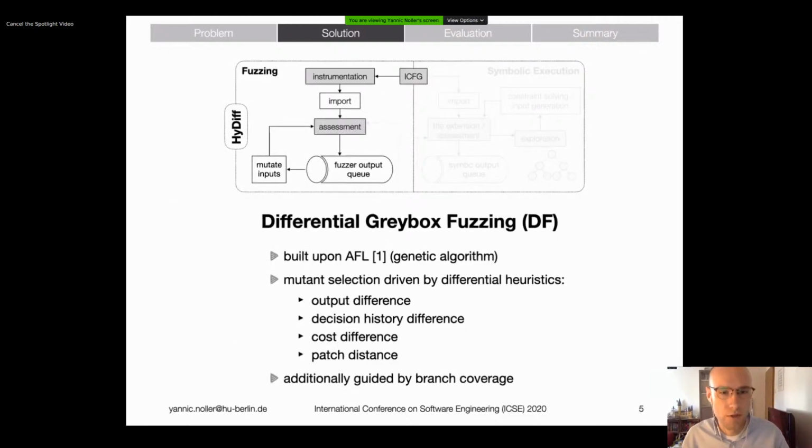Then for the fuzzing component, we call it differential gray box fuzzing. We build here on top of AFL, which uses a genetic algorithm to produce new inputs. So it's a mutational fuzzing approach. And here the most interesting part for us is the mutant selection, which determines which inputs are kept for further mutations. And here we apply differential heuristics. So we would keep inputs which show some output difference or also decision history difference. With decision history, we mean the different branching behavior inside the program. And for side channel analysis, we also incorporate the cost difference with regard to the specific side channels, but also the patch distance for regression testing, which is important to guide the fuzzer into the changed areas of the code. And additionally, this process is also guided by branch coverage.